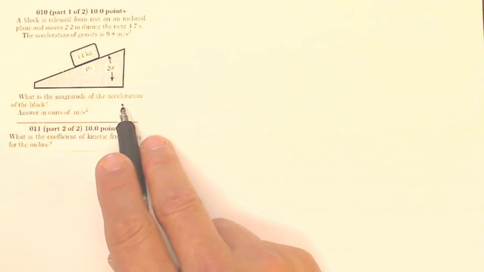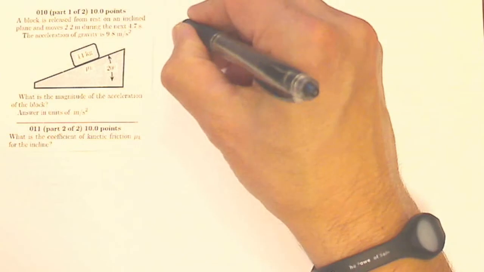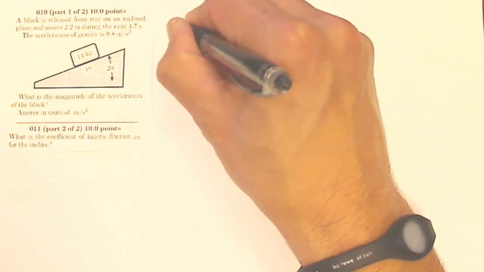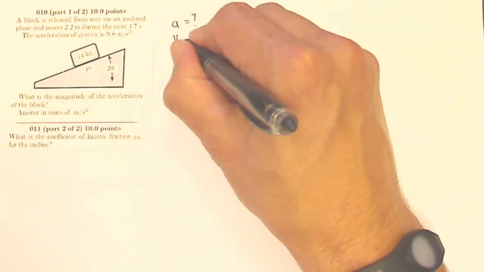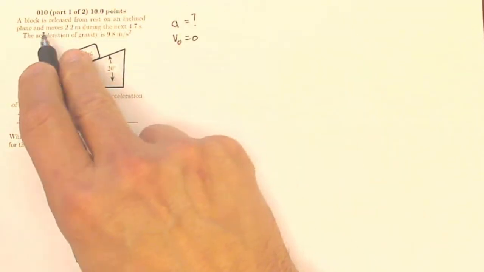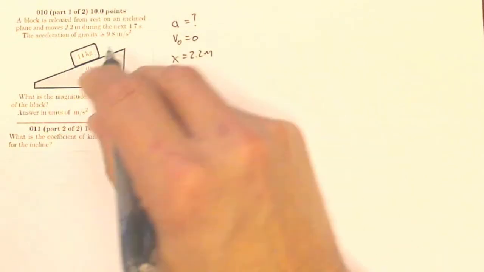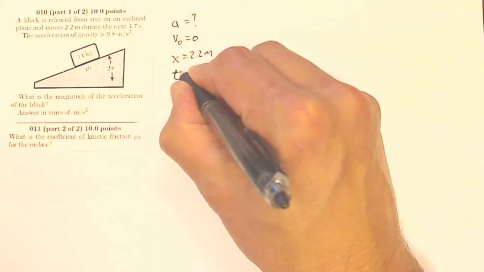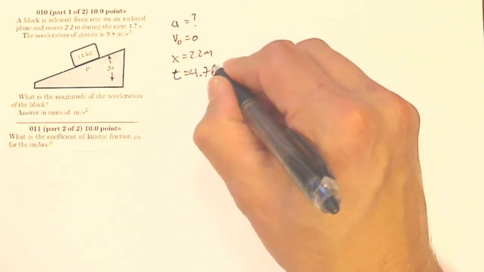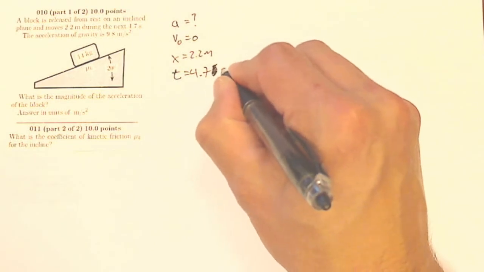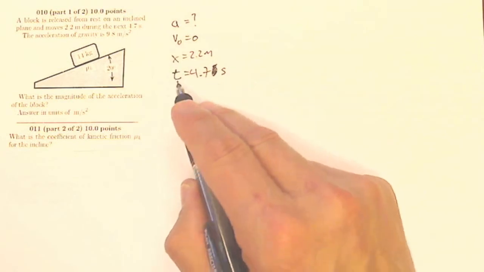Well, that sounds like an equations of motion sort of thing. So I want the acceleration of the block. I know it's released from rest, so that's an initial velocity of 0. It moves 2.2 meters, so x equals 2.2 meters during the next 4.7 seconds. That's a time of 4.7 seconds. Can I get an acceleration out of an initial velocity, a distance, and a time?